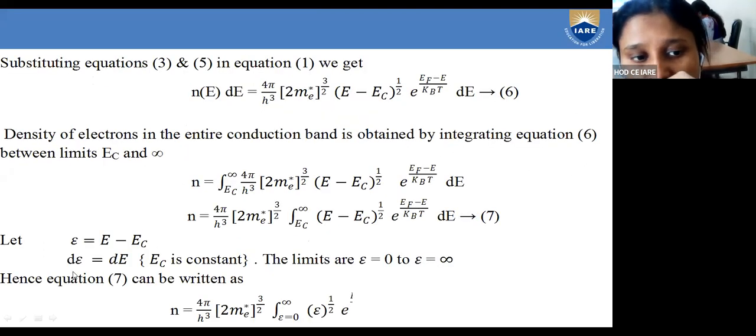In class I made you do it assuming it to be x, but here it is showing epsilon. Don't get confused.